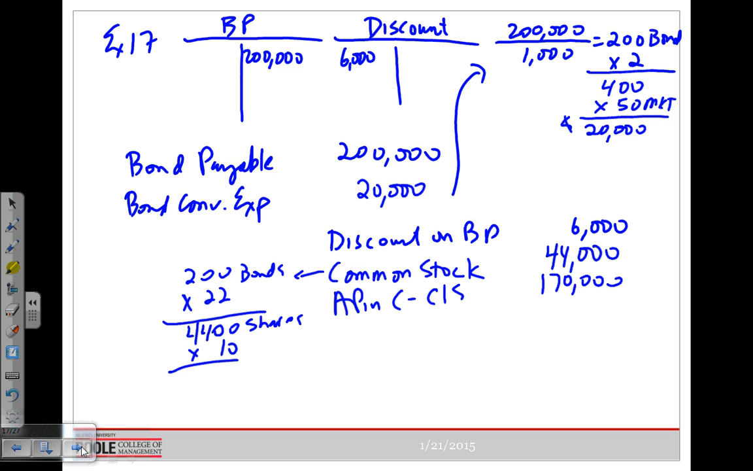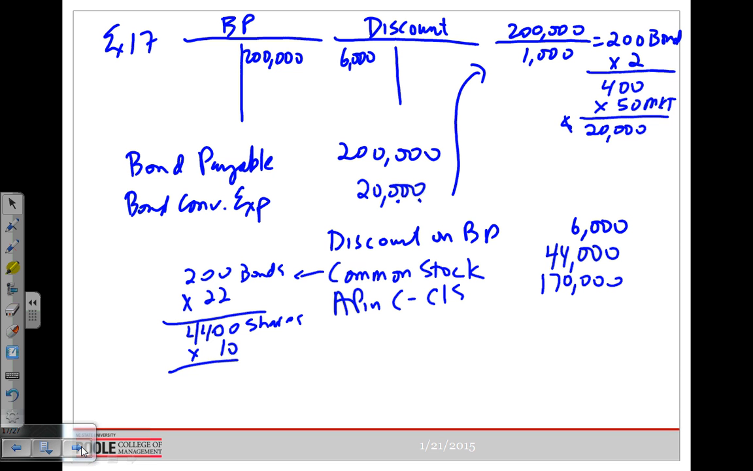All right. So could have done this as 2 entries. That would have been fine. The thing to recognize here is that the bond conversion expense gets recognized at market value, but the balance of the conversion just goes on the books at the book value of the bonds. All right.